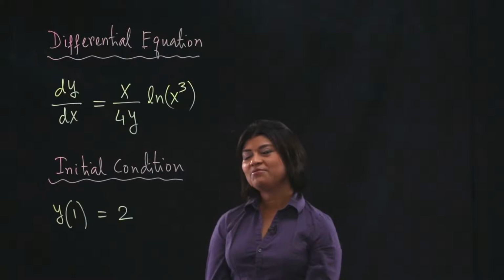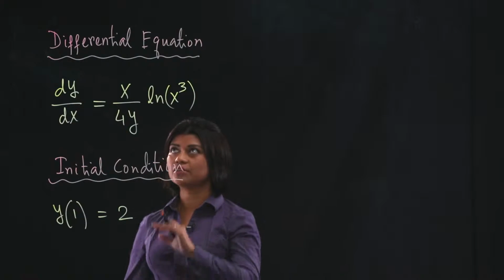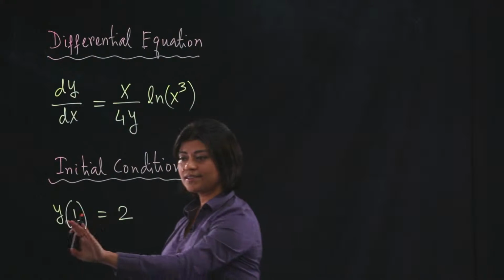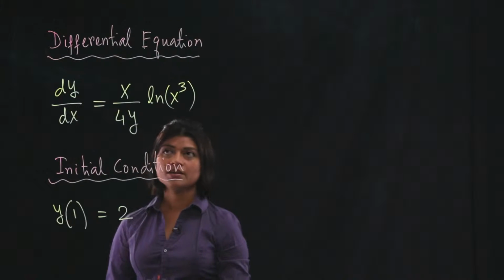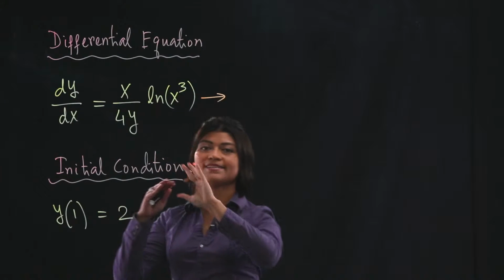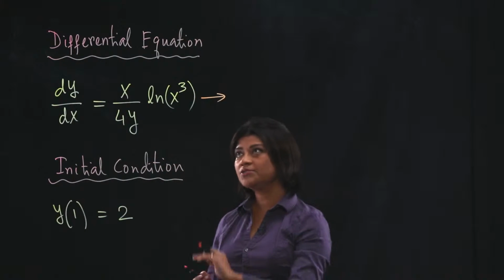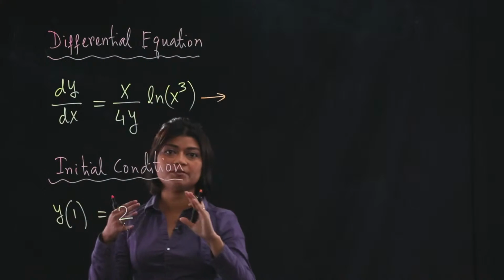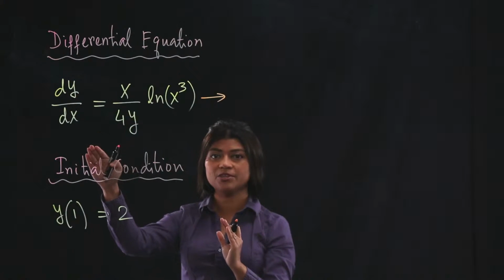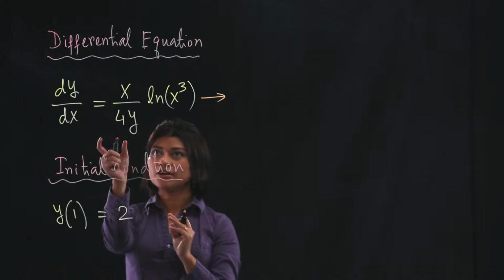Hello, I'm Papia. In this problem, we have to find the particular solution of this given differential equation which satisfies this initial condition. So, the first step is take this equation and then separate the variables. You see that x and y, they're two different variables and they're all written together. So, you have to separate them first. How to do that? It's not very difficult.